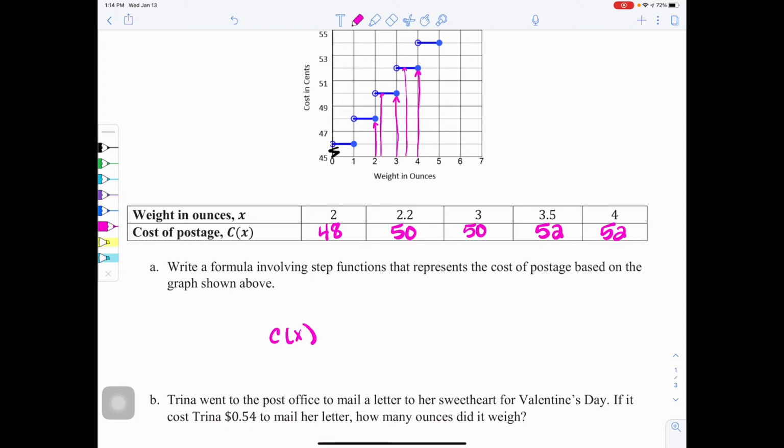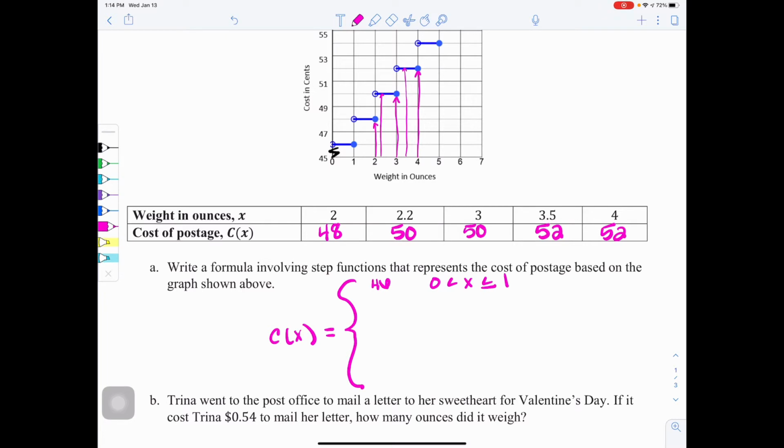So for the first horizontal line, we are crossing the y-axis at 46. So we'll set up our bracket and we will put 46 first. We are using that from 0 to 1. So 0 is less than X is less than or equal to 1 because the 0 has an open circle, but the 1 has a closed circle.